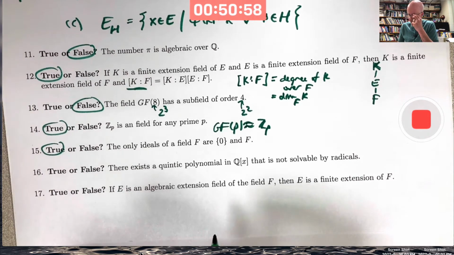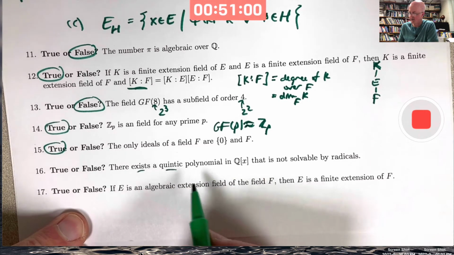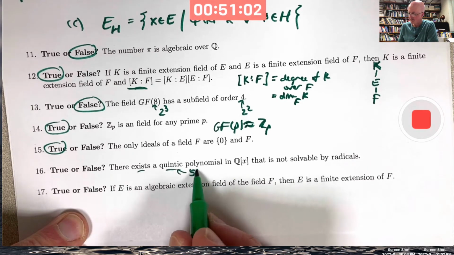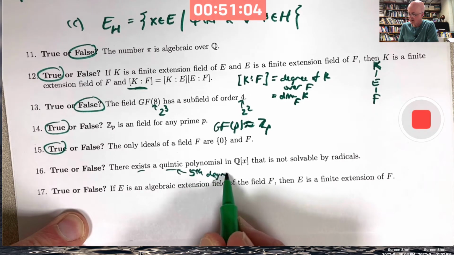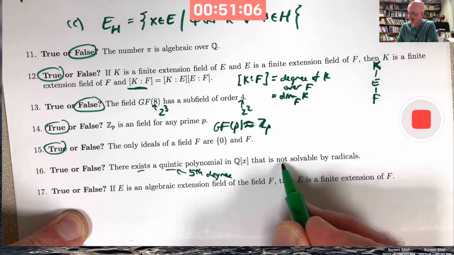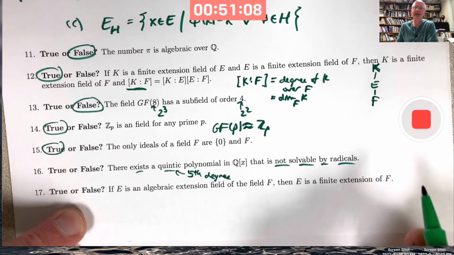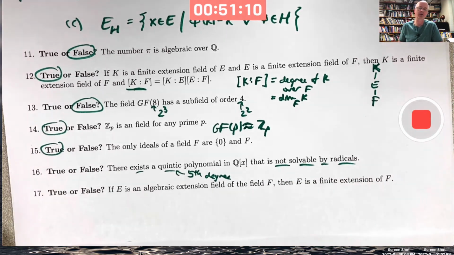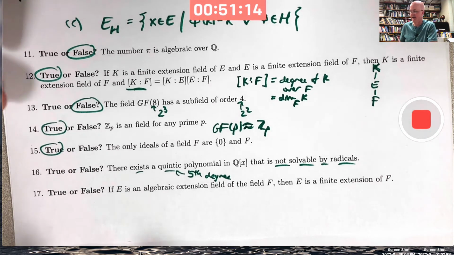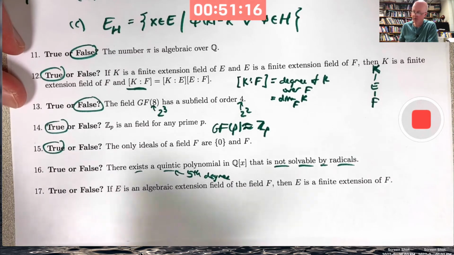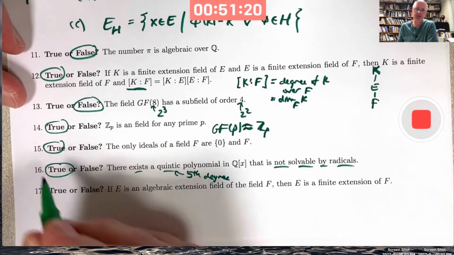16 is also historically important. There exists a quintic polynomial, 5th degree, with coefficients from the rationals that is not solvable by radicals, meaning essentially there's no generalization of the quadratic formula for solving a general 5th degree polynomial. To prove that, just find one example. Historically, you should know the answer to this is true.